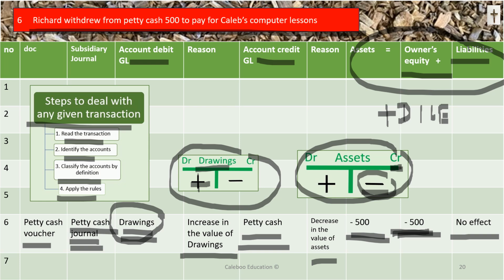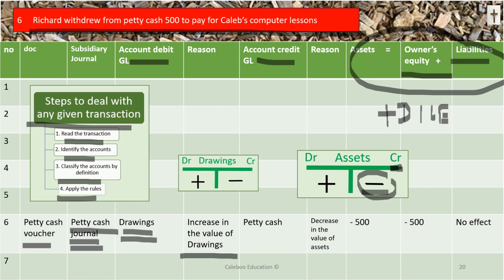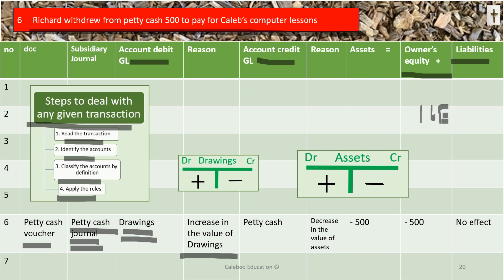So there we go. There's another transaction that has been completed. The owner took petty cash for his own personal use, and there's the effect on the accounting equation. And I'll just quickly neaten it up. You can have a better look at the answer.